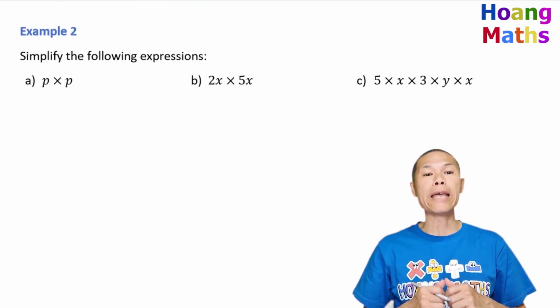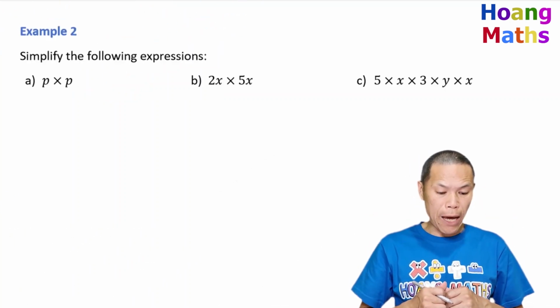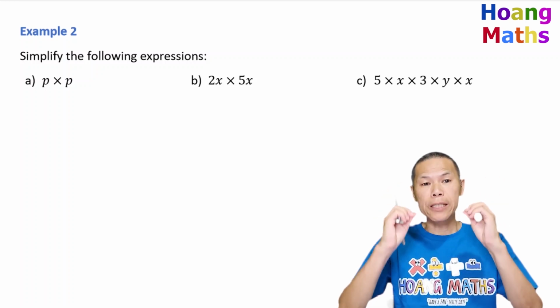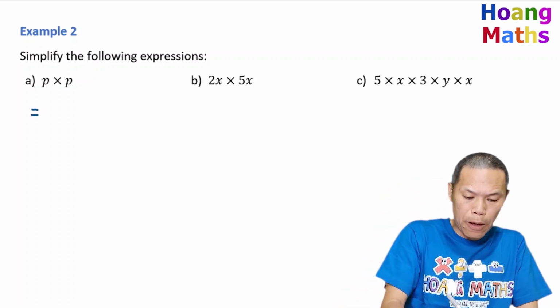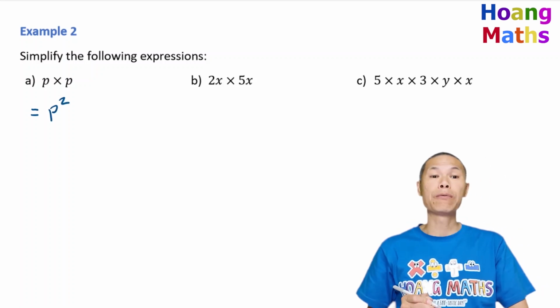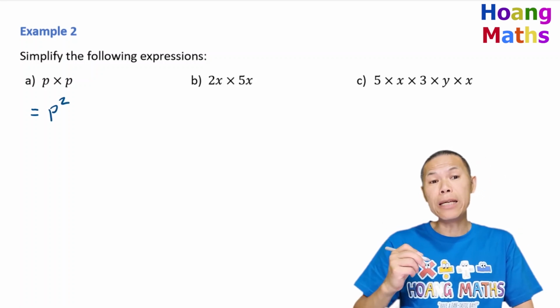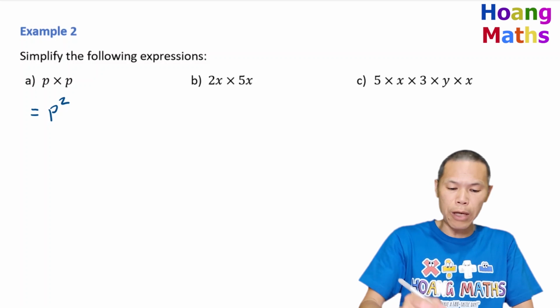Let's go through the second example. So part A. We have P times P. So P times P will give me P squared. Okay, keep that in mind. A times A will give me A squared. So keep that in mind.